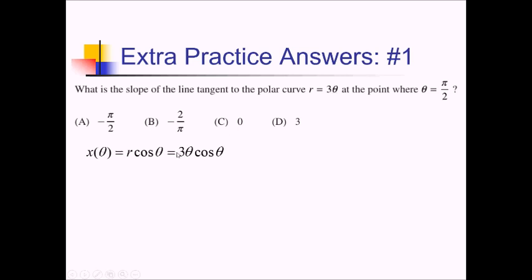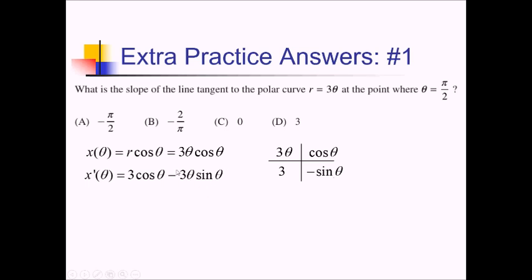So now I need to take x prime of theta, so I can use that for my dy over dx later on. But that's going to require the product rule here. So let me set up the box and ribbon. We have 3 theta and cosine of theta, and the derivatives of those are 3 and negative sine of theta. Using the ribbon to multiply that out, we have 3 cosine of theta minus 3 theta sine of theta.